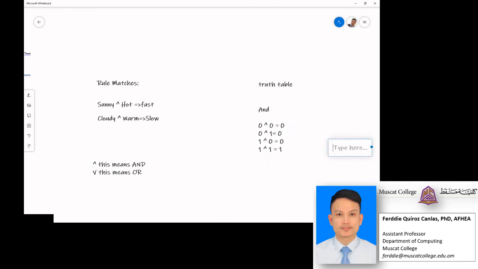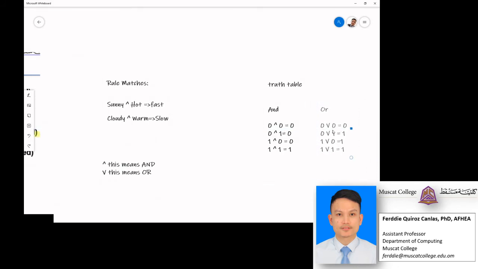How about the OR? In the OR, it's different, right? 0 or 0, the answer is 0. 0 or 1, we have 1. And then 1 or 0, we have 1. And then 1 or 1, we get 1.